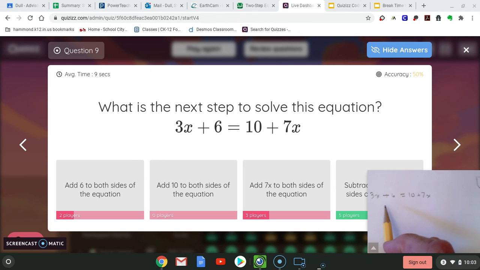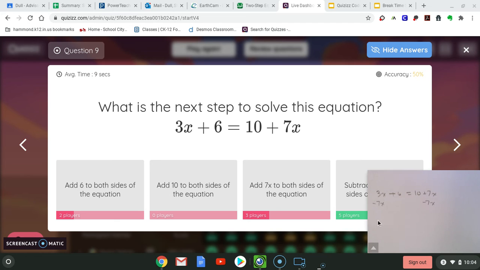All right. So let's take a look at this two different ways. First off, let's follow along how the quizzes wanted us to solve this. So adding 6 to both sides of the equation, this is already positive. That's not going to help me. Adding 10 to both sides of the equation, this is positive. That's not going to help me. Adding 7x to the equation, that's already positive. That's not going to help me. So subtract 7x from both sides. Okay, well, that's the only option they give me that's a legit next step. So let's go ahead and solve this that way.